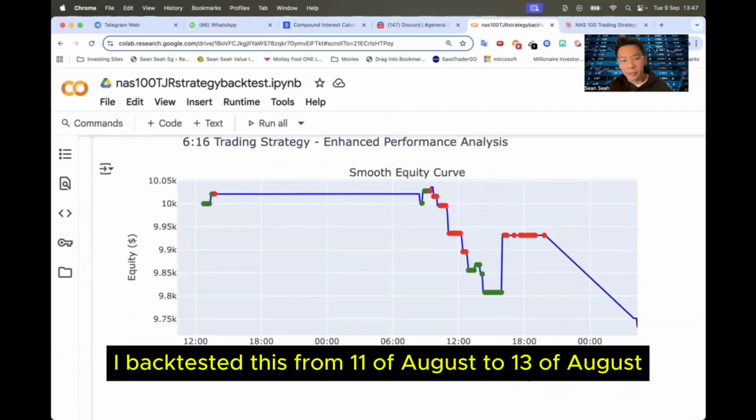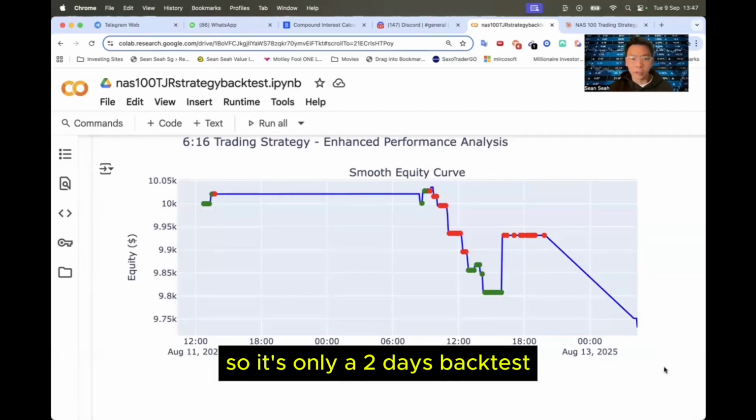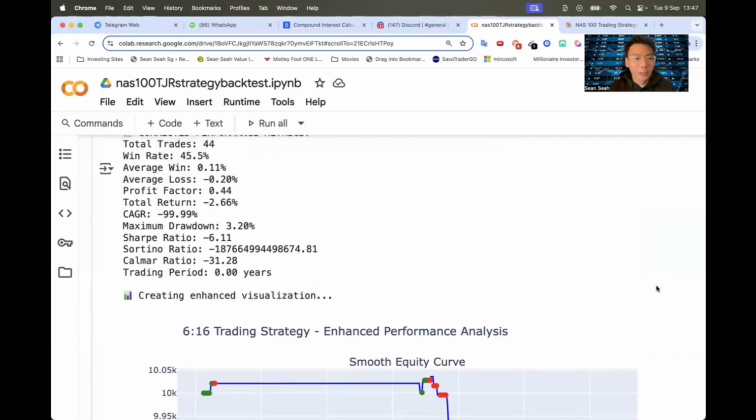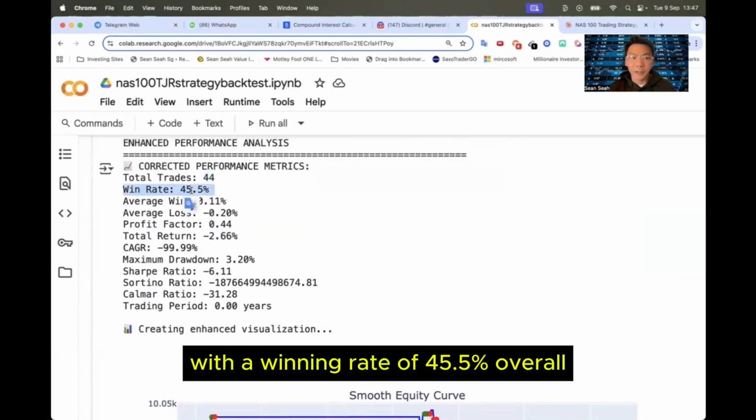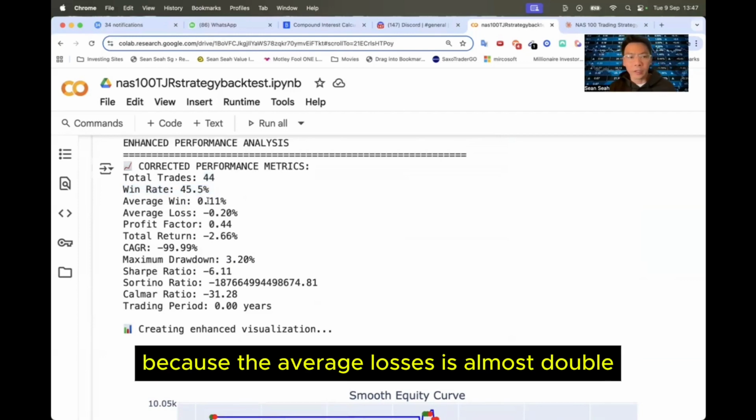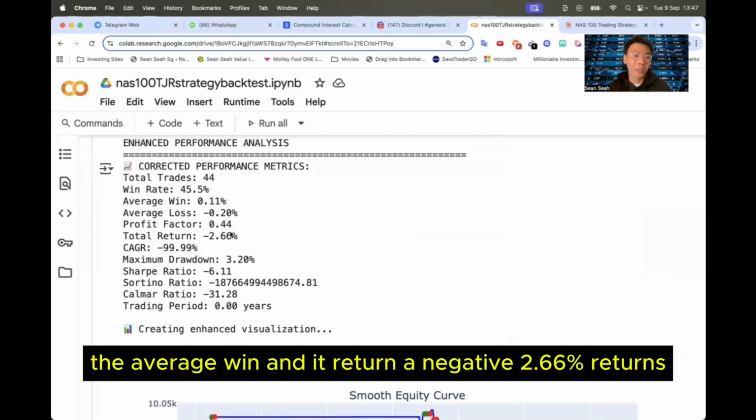Take note, I backtested this from 11th of August to 13th of August. So it's only a 2 days backtest. And in total, it has generated 44 trades with a winning rate of 45.5%. Overall, because the average loss is almost double the average win, it returned a negative 2.66% return.